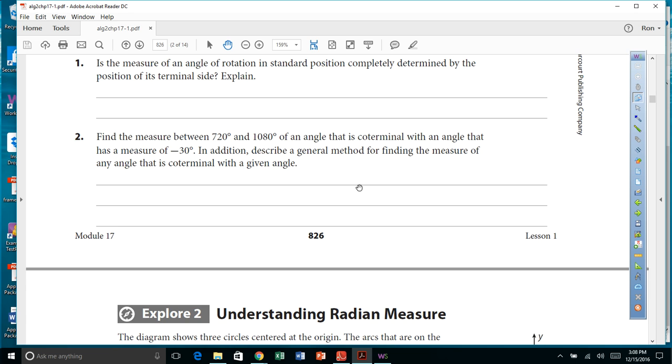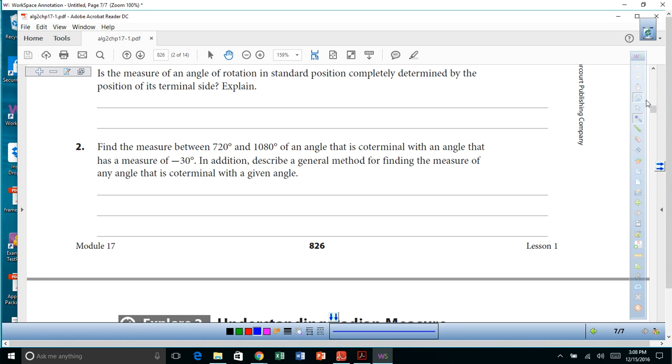Reflect. Is the measure of an angle of rotation in standard position completely determined by the position of its terminal side? And the answer to that is no, and we just saw that. We had one terminal side there, right? And we went around and measured 310 degrees. We went completely around again, and that was 670. And then we started at the initial side and went clockwise and found negative 50 degrees. So that was 3, and we were really just getting started.